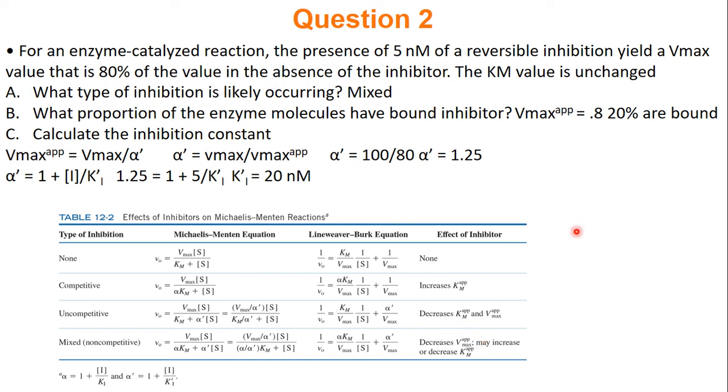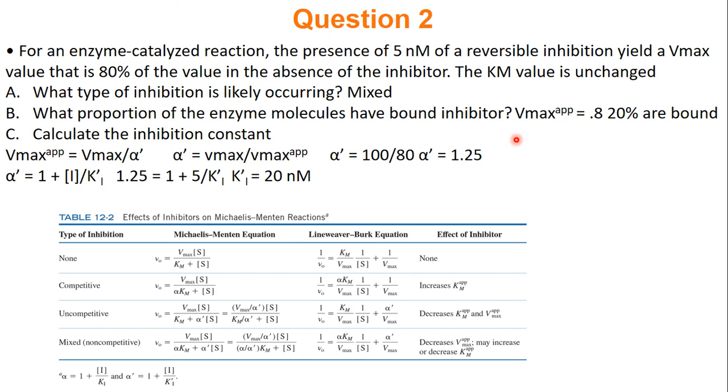All right, B, what proportion of this enzyme have bound inhibitor? Well, that's 20%. That's because we're going 80% of our maximum speed. So let's think about this logically. I have 100 enzymes. And let's say I have enough substrate so all 100 of these enzymes are bound. If I don't have an inhibitor, I'm working at 100% efficiency.